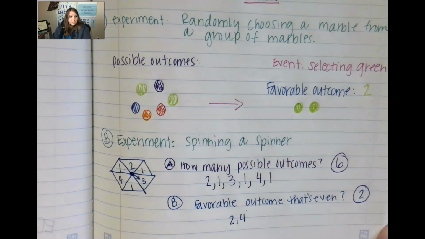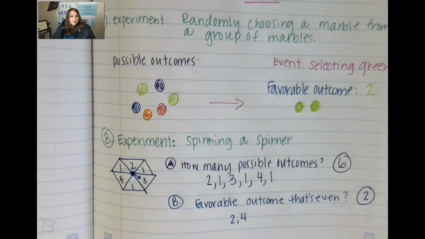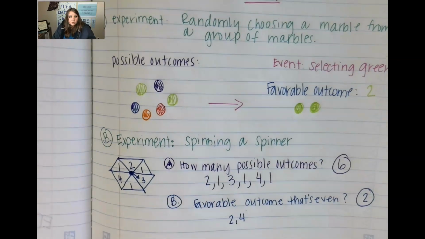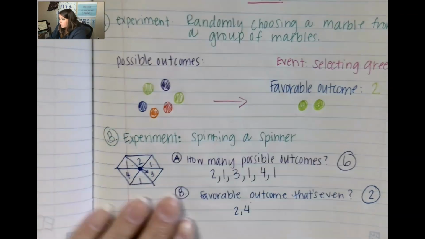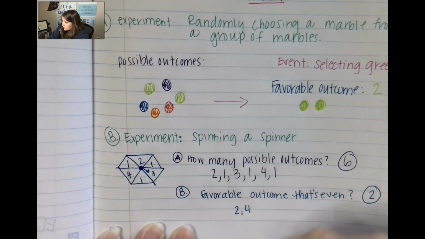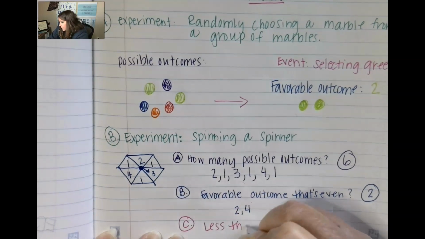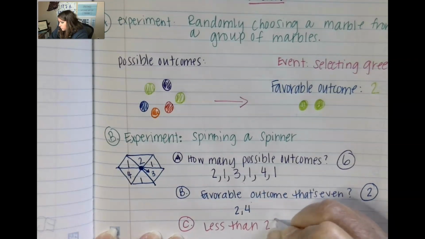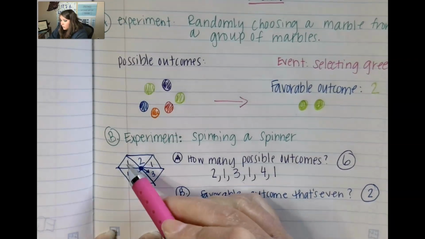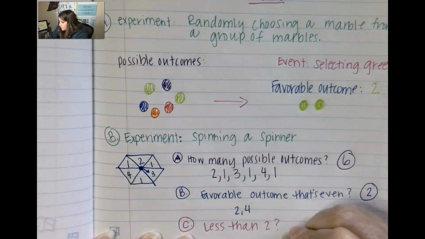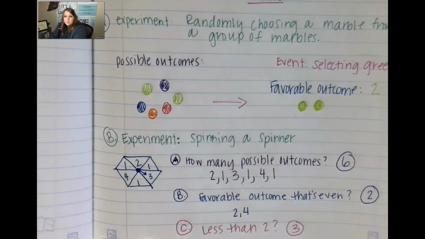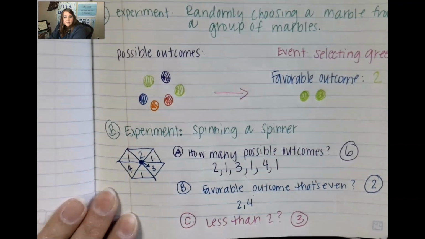Okay, and then the last question, it says, in how many ways can spinning a number less than 2 occur? So if I wanted a number less than 2, how many different ways could I spin for, let's look at this, less than the number 2? So I could spin a 1, a 1, and a 1. So there are 3 outcomes that are less than 2.